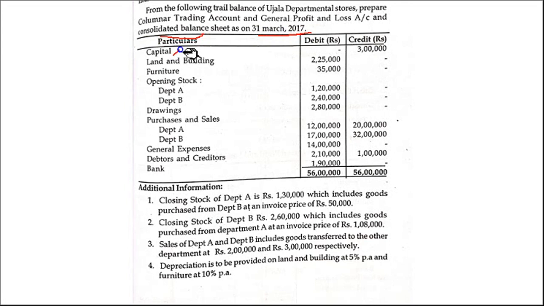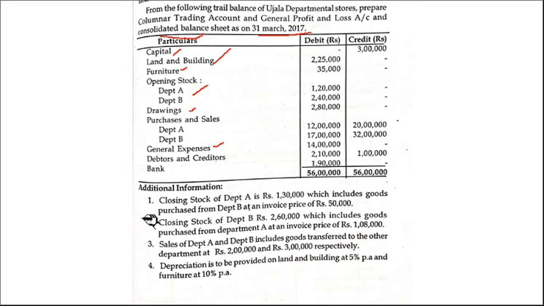Okay, capital is given. It appears in the balance sheet. Land and building, balance sheet. Furniture, balance sheet. Opening stock, trading account. Then drawings, balance sheet. Purchases and sales. See here, purchases always shows debit balance. Sales, credit balance. Okay, this you should remember. Then general expenses, profit and loss account. Debtors and creditors. Debtors asset always show debit balance, creditors always show credit balance.